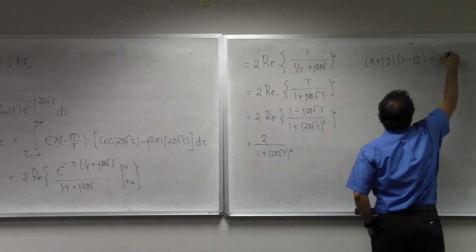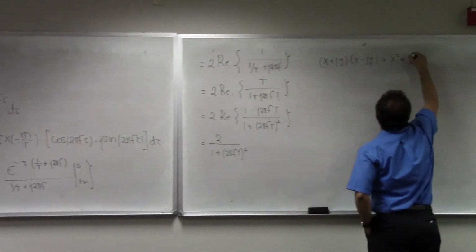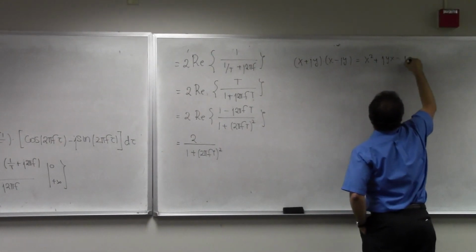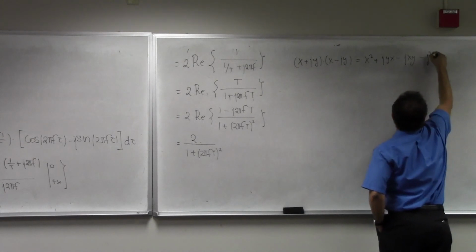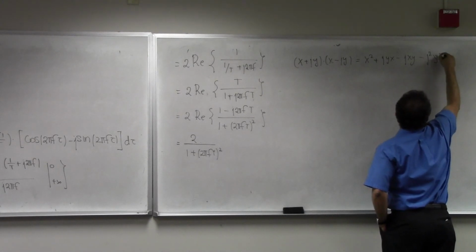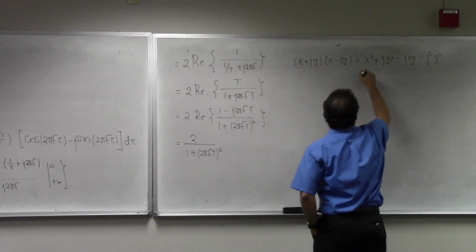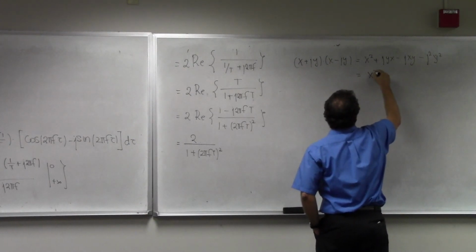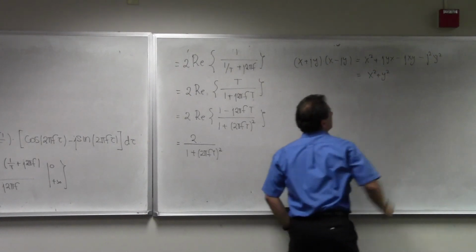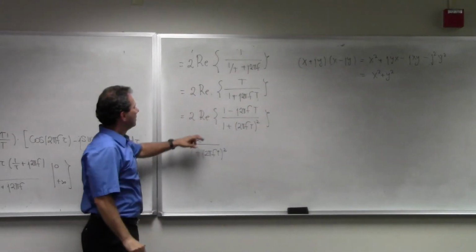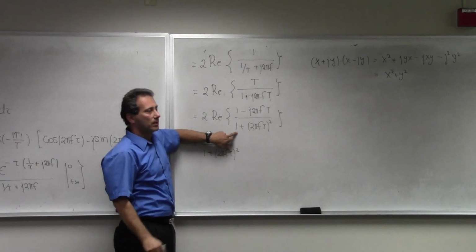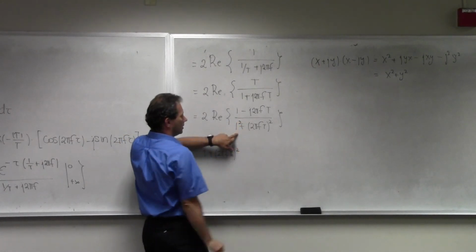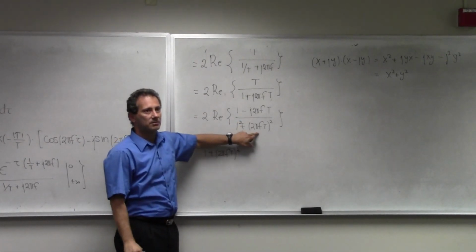This is x squared plus jyx minus jxy and minus j squared y squared. What is j squared? Minus 1, so it's x squared plus y squared. Right? So the number times its complex conjugate is the real part squared plus imaginary part squared.